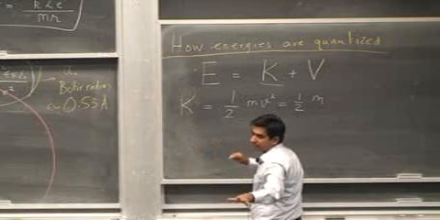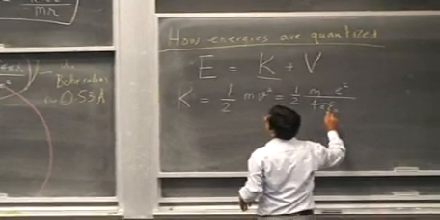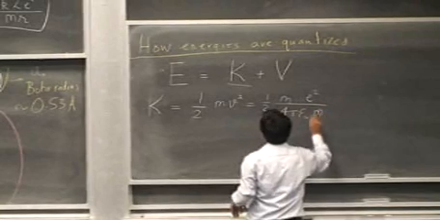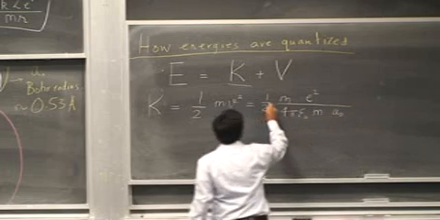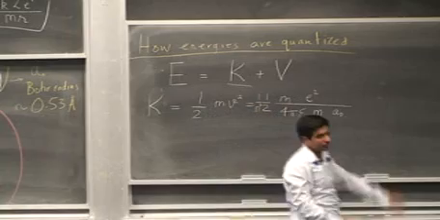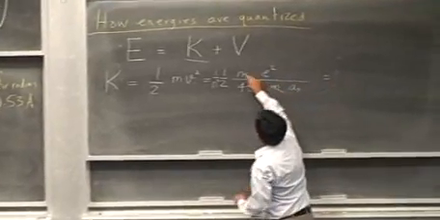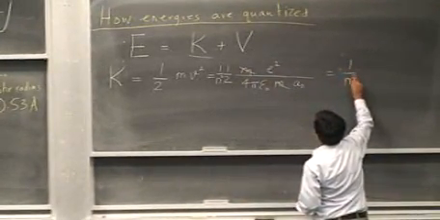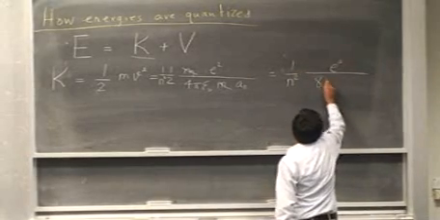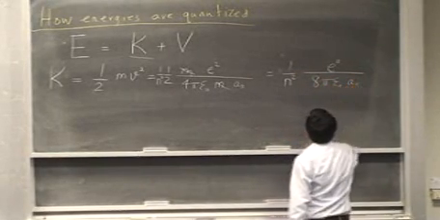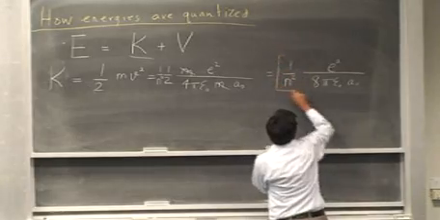I'll take Z equals to 1. E squared over 4 pi epsilon naught m r. And what is r? r is 1 over n, r is n squared a naught. Do you follow this? I can write this as 1 over n squared e squared over 8 pi epsilon naught a naught. Are you with me on this?